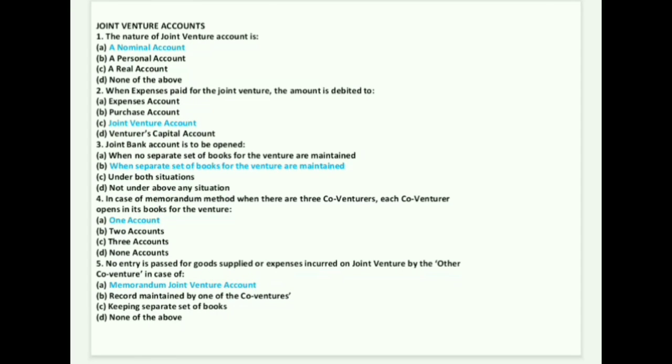The fourth: in case of the memorandum method, when there are 3 co-ventures, each co-venture opens in its books the venture 1 account, 2 account, 3 account? So each one should have 1 account only. That's the answer, so A will be the correct option. Next: no entry is passed for goods supplied or expenses incurred on the joint venture by the other co-venture in case of the memorandum joint venture account. So option A is correct. Whenever a memorandum joint venture account is there, no entry is passed for goods supplied or expenses incurred on the joint venture by the other co-venture.